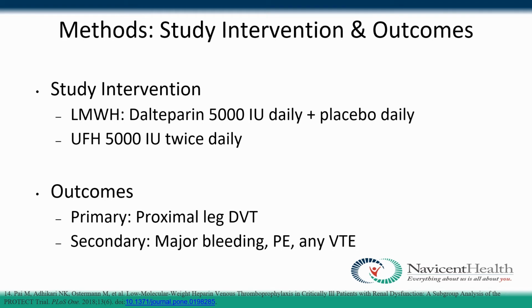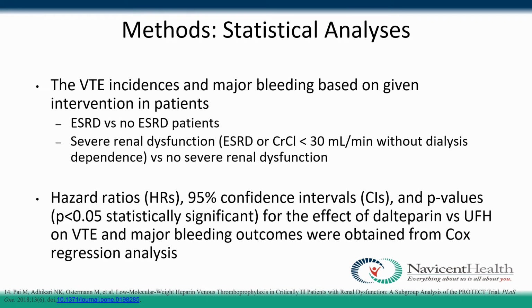For the outcomes, our primary outcome will be proximal leg DVT, and secondary outcomes include major bleeding, PE, and any VTE. For statistical analysis, the VTE incidences and major bleeding are based on the groups that the patients were placed in. So it would be ESRD patients versus patients with no ESRDs, and then severe renal dysfunction patients versus those with no severe renal dysfunction. And so the Cox regression analysis was used to obtain the hazard ratios, the 95% confidence interval, and p-values for the effect of dalteparin versus unfractionated heparin.